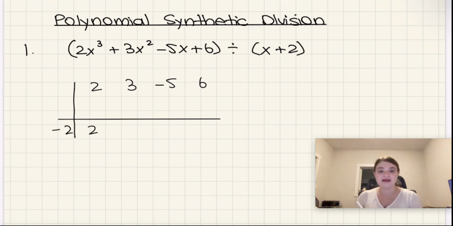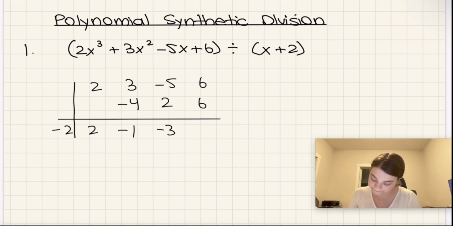Then we're going to multiply. -2 times 2 is -4. Then we're going to add. 3 plus -4 is -1. Then multiply. -2 times -1 is +2. And then add. -5 plus 2 is -3. Multiply. -2 times -3 is +6. And then add. 6 plus 6 is 12.